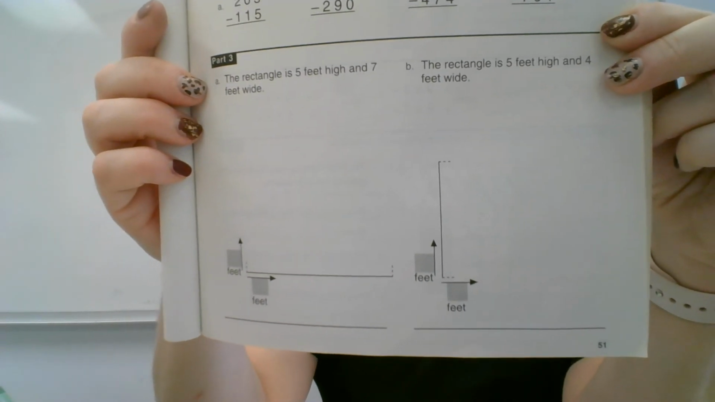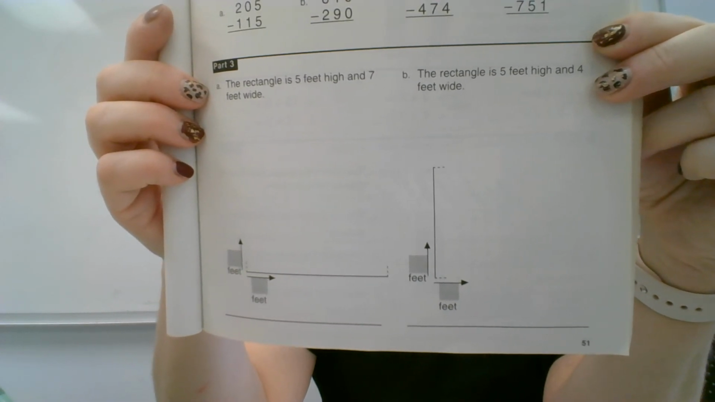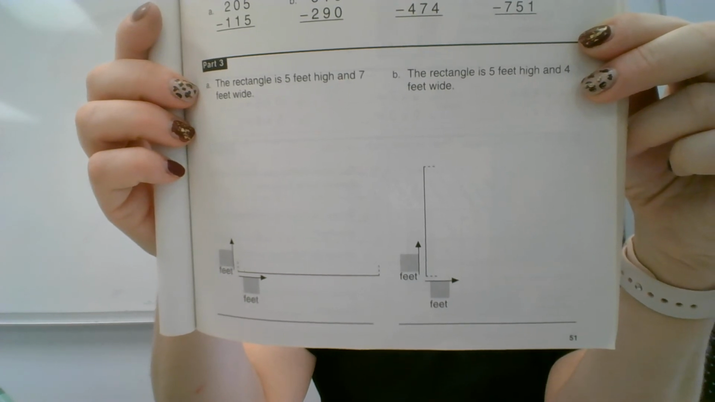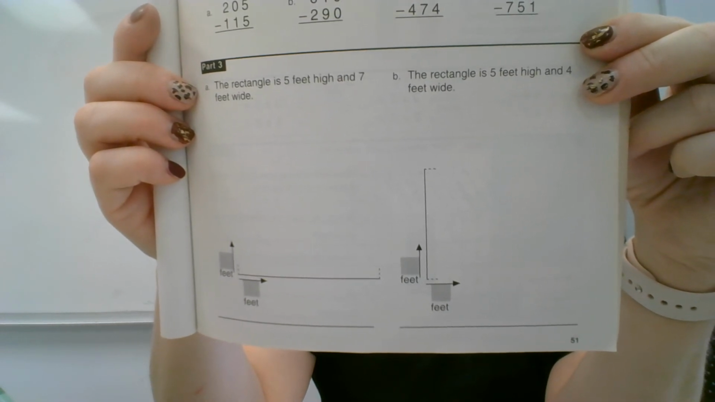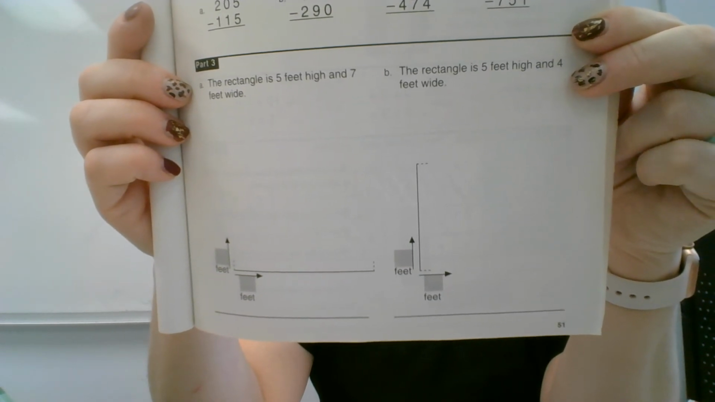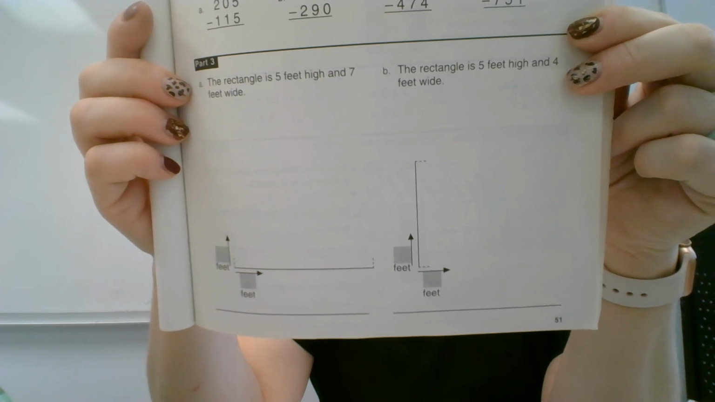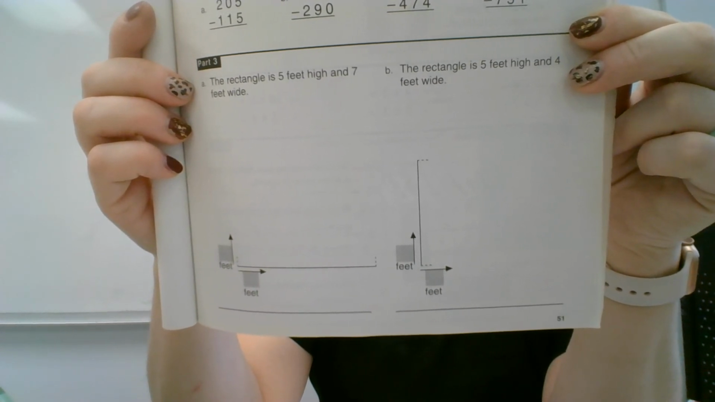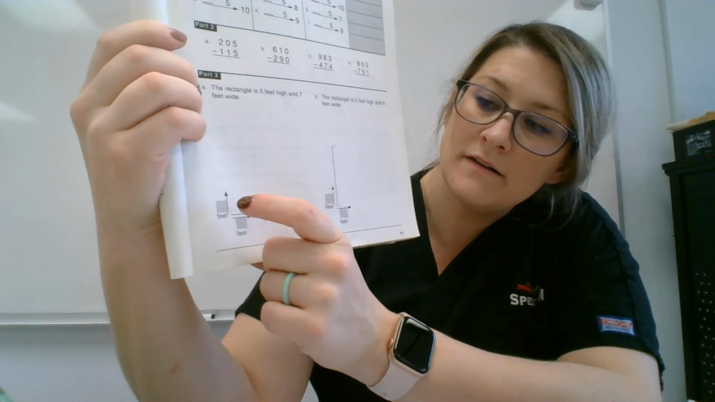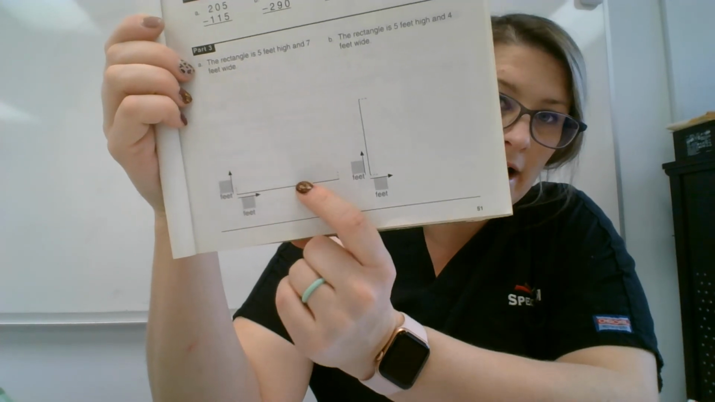Part 3 in your workbook, you're going to complete the rectangles. You won't be able to draw them exactly because you are not going to use a ruler. Touch description A. The rectangle is 5 feet high and 7 feet wide. The bottom part of the rectangle is drawn. Write the numbers for the 2 arrows in A. 5 feet high, 7 feet wide.